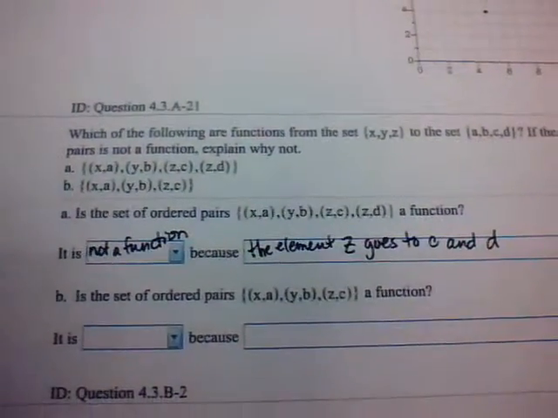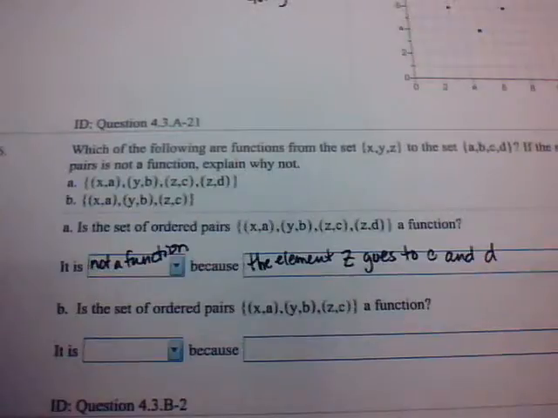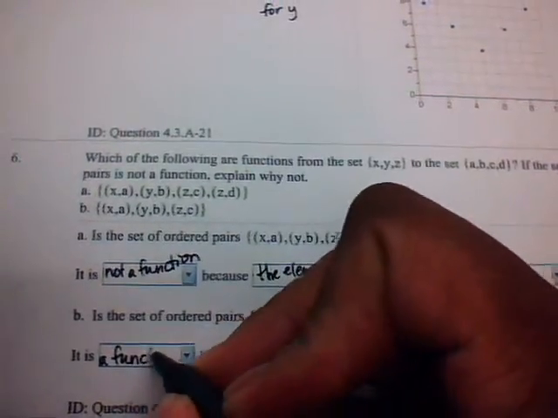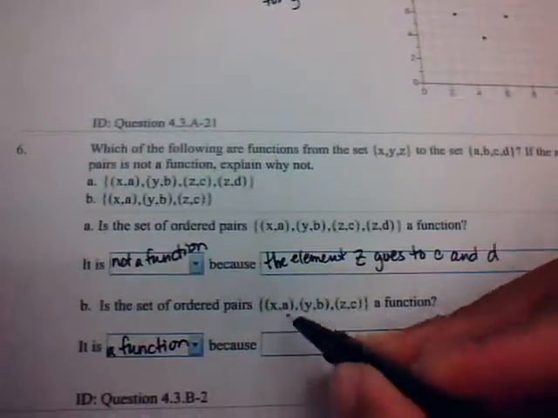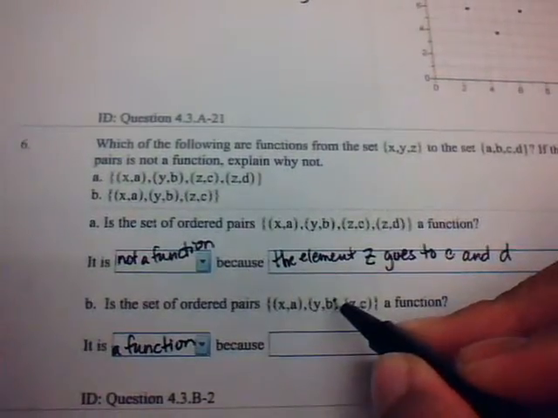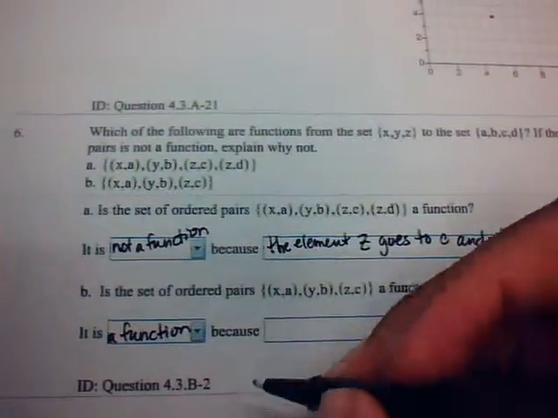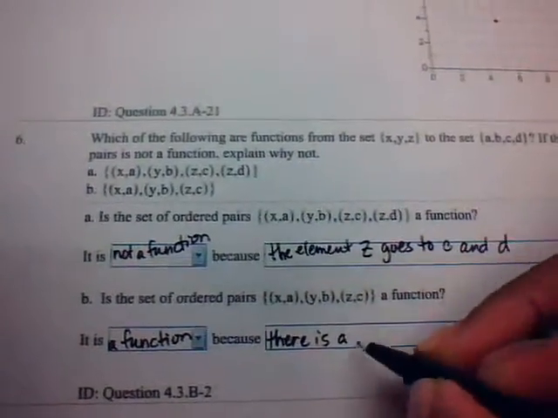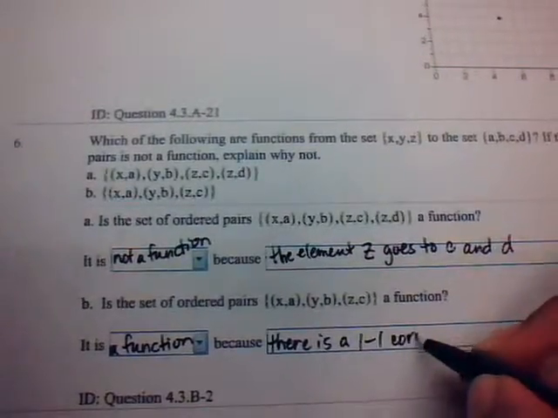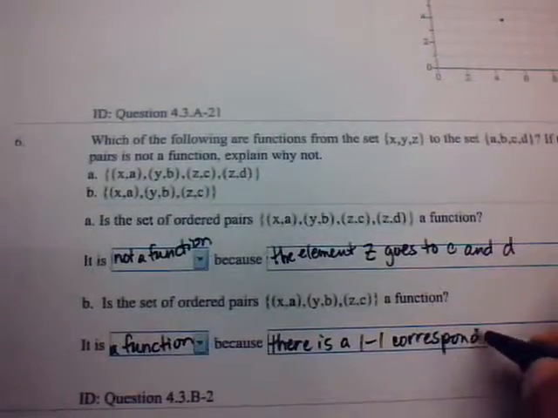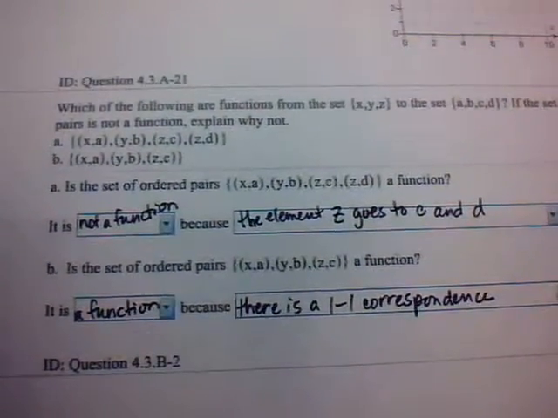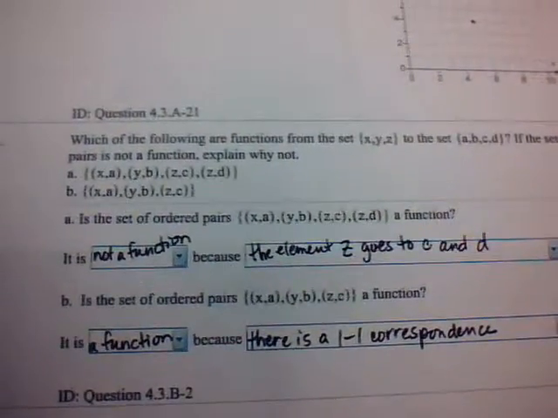And part B is a set of ordered pairs xa, yb, and zc. Is it a function? In this case, again, well, it is a function. It is a function because x is only paired with a, y is only paired with b, and z is only paired with c. And in this case, the reason for that is that there is a one-to-one correspondence between the sets. And with these, you're given a choice of answers in problem number 6.